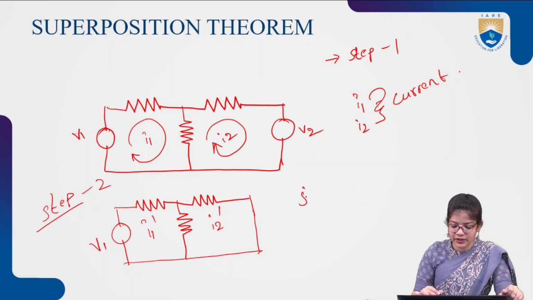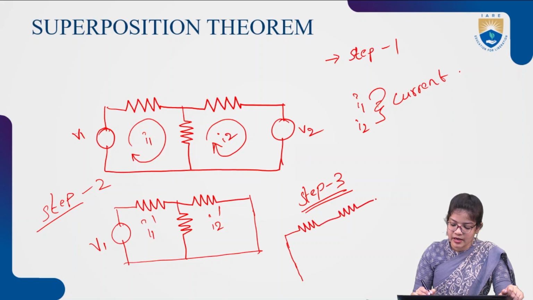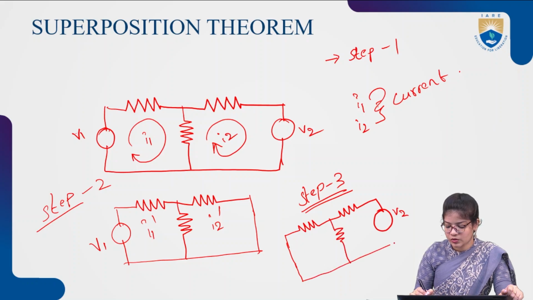In step 3, we have to remove the other source. See, the V1 source will be short circuited, the circuit will be as it is, and here we have to consider the voltage source V2, and then we have to calculate I1 double dash and I2 double dash.